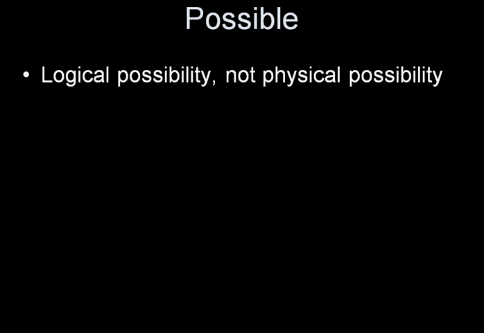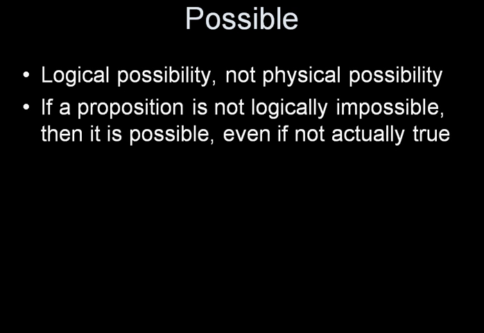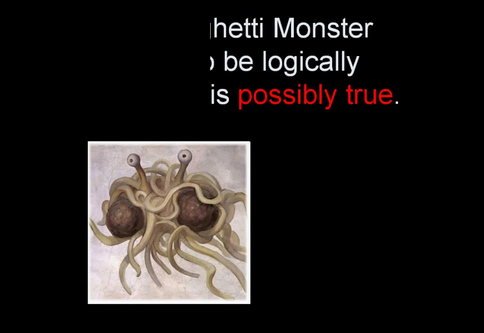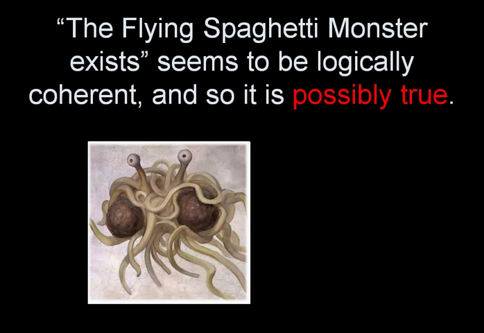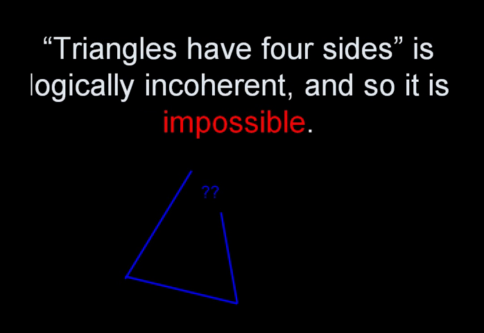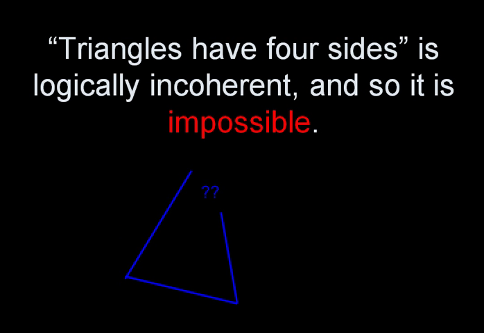Possible propositions are ones that are logically possible. It doesn't necessarily matter if they're physically impossible. So if something is not logically impossible, then it is at least possible, even if it's not actually true. For example, "the flying spaghetti monster exists" seems to be logically coherent, as far as I can tell, and so it is possibly true. "Triangles have four sides" is logically incoherent, and so it is impossible.